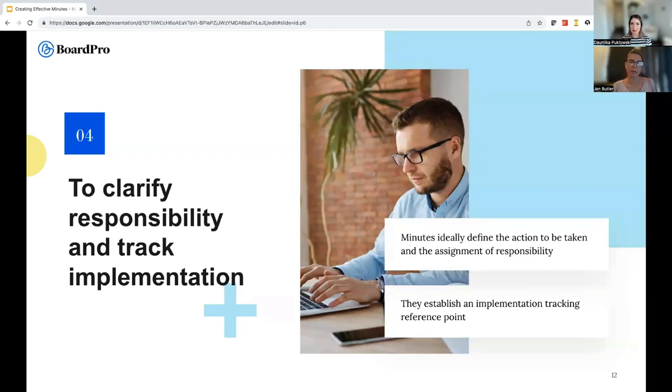So, responsibility. Now, Board Pro manages actions exceptionally well. And for us board secretaries, it's just awesome because I don't have to chase anybody for their actions. They get an automatic reminder 7 days out or 10 days out. You can choose how long you want for their actions to take place. So it's really simple and easy to do it like that.